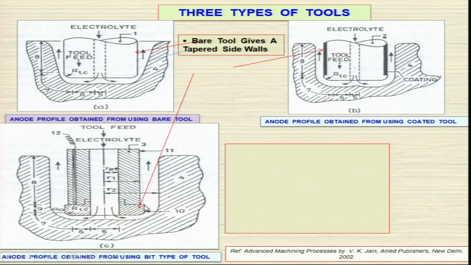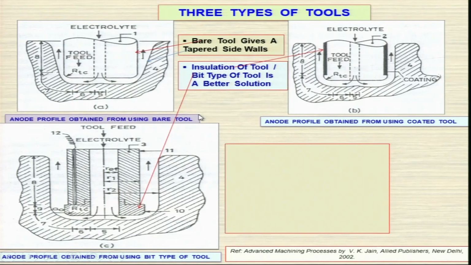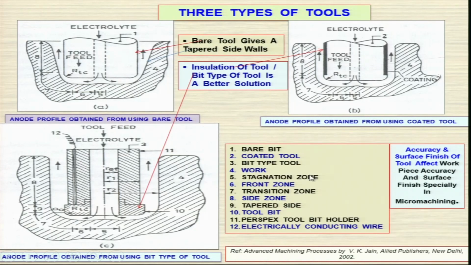See it carefully: here the shape of the drilled hole is better even than with the coated tool, or slightly the same as the coated tool, and you can see here it is almost straight, while it is almost fully tapered where you are using the bare tool. So, insulation of the tool, the bit type of tool, is a better solution, as you can see here, or this insulation over there. These are the different parts.